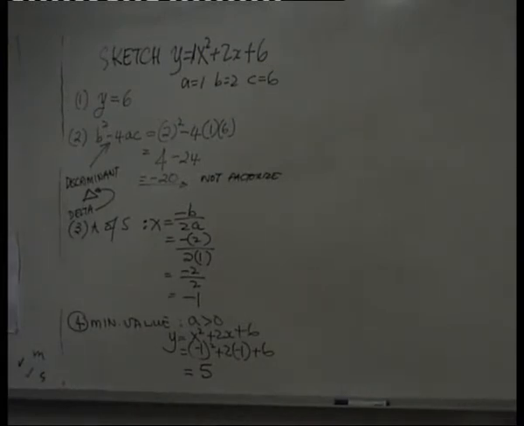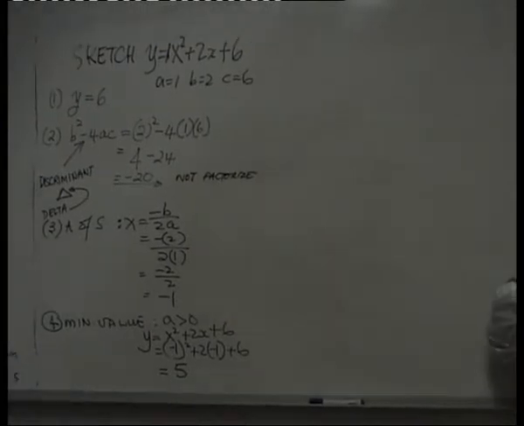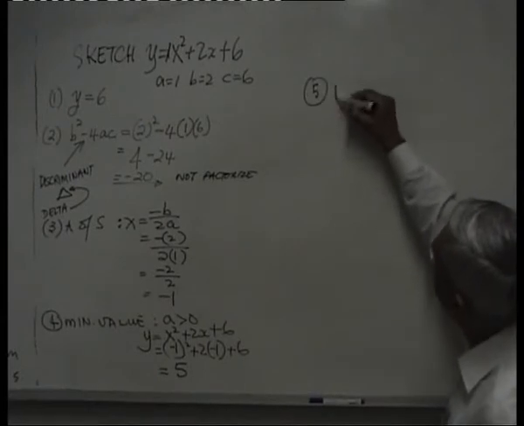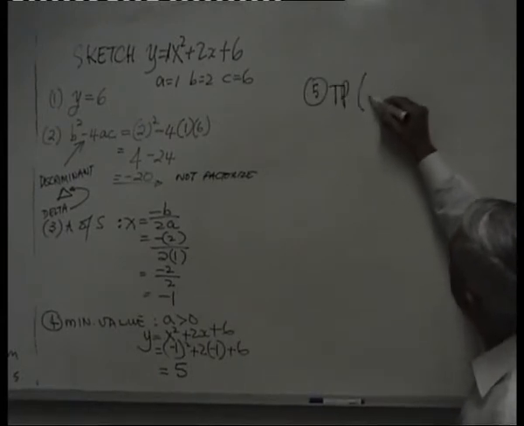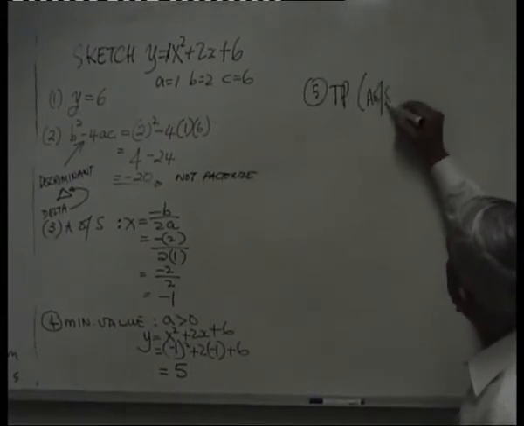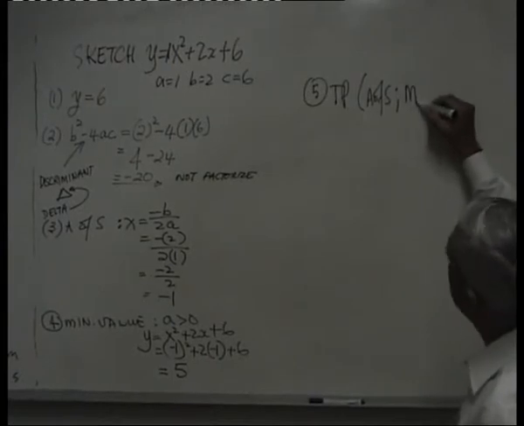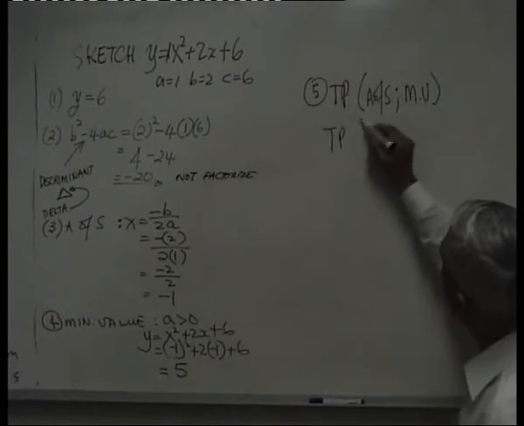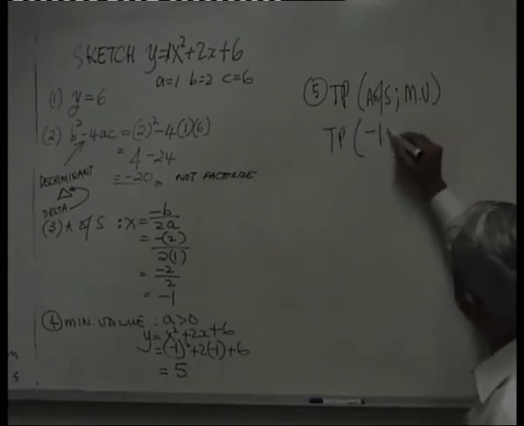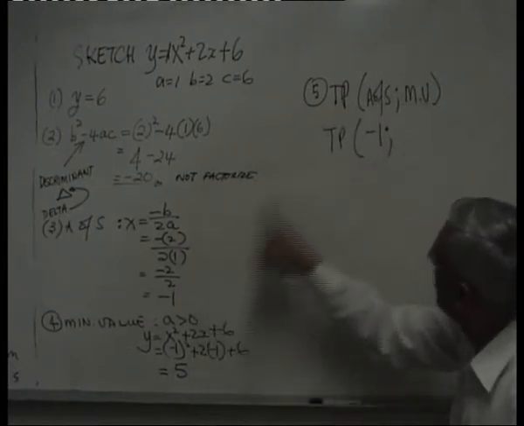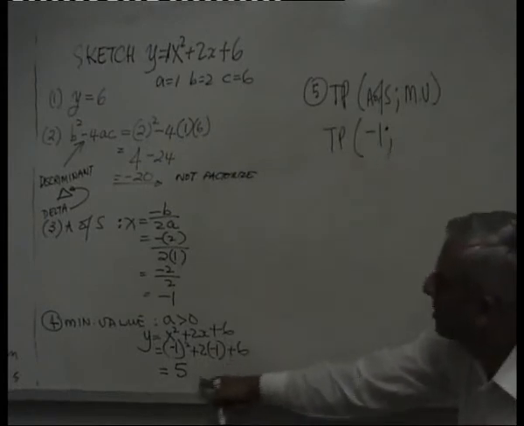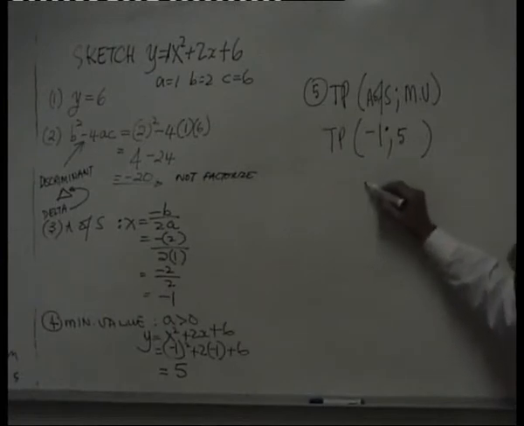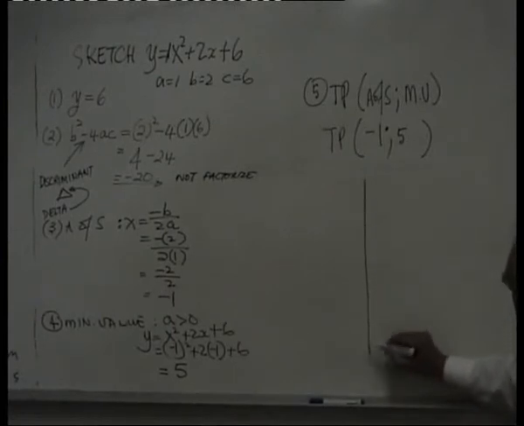Okay, step 5, we want to find the turning point. So the turning point will be axis of symmetry, minimum value. So the turning point is minus 1, 5: axis of symmetry minus 1, minimum value 5. And once again, we are now ready to draw the graph.